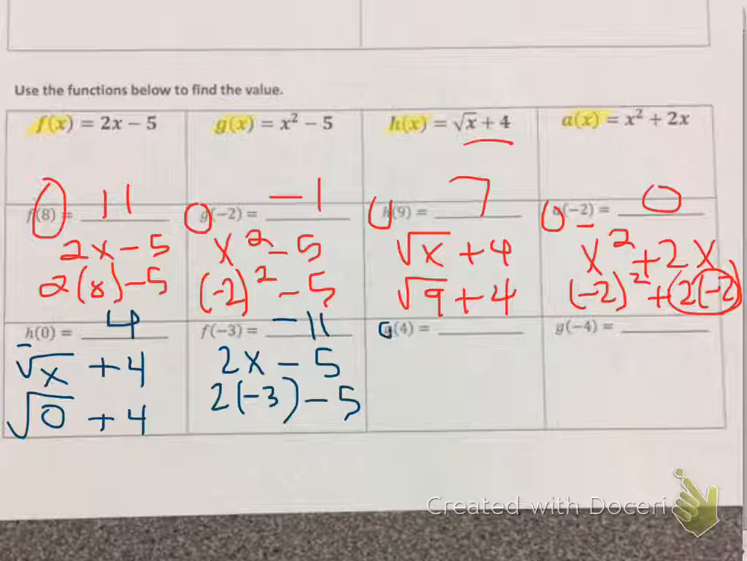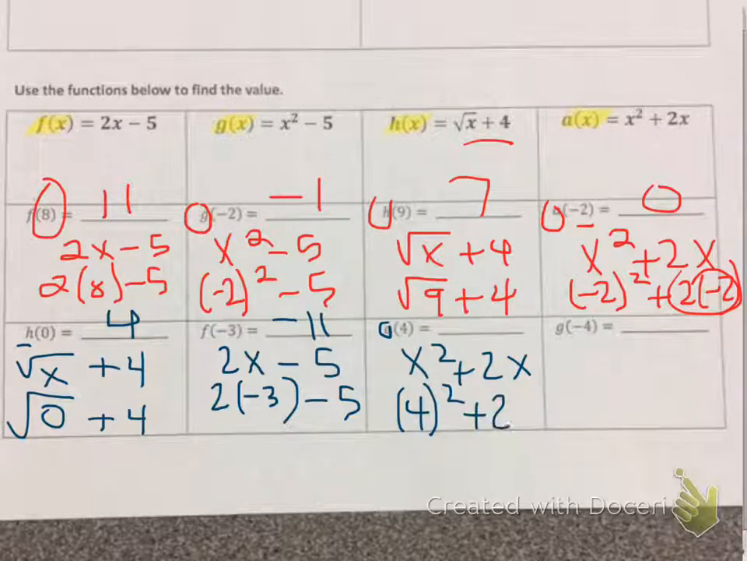The next one says do a. So we're using our a function, which is x squared plus 2x. We're substituting in 4, so we'll have 4 squared plus 2 times 4. Just punch that in your calculator that way, but 4 squared is 16, 2 times 4 is 8. Those add together to be the number 24.